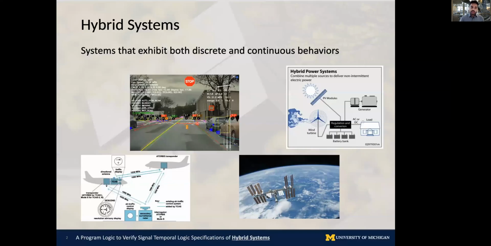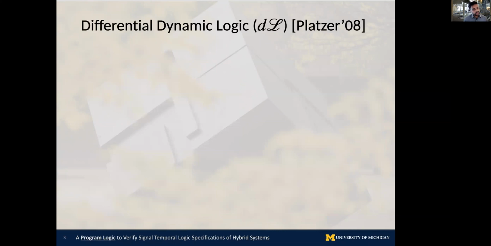Throughout this talk, I'm going to be talking about verifying properties about hybrid systems. So let me first explain what exactly a hybrid system is. Loosely speaking, a hybrid system is a system that exhibits both discrete and continuous behaviors. Examples of hybrid systems around us range from, say, autopilot systems in self-driving cars and airplanes to satellites in orbit. With the recent technological advances, hybrid systems are becoming increasingly commonplace around us.